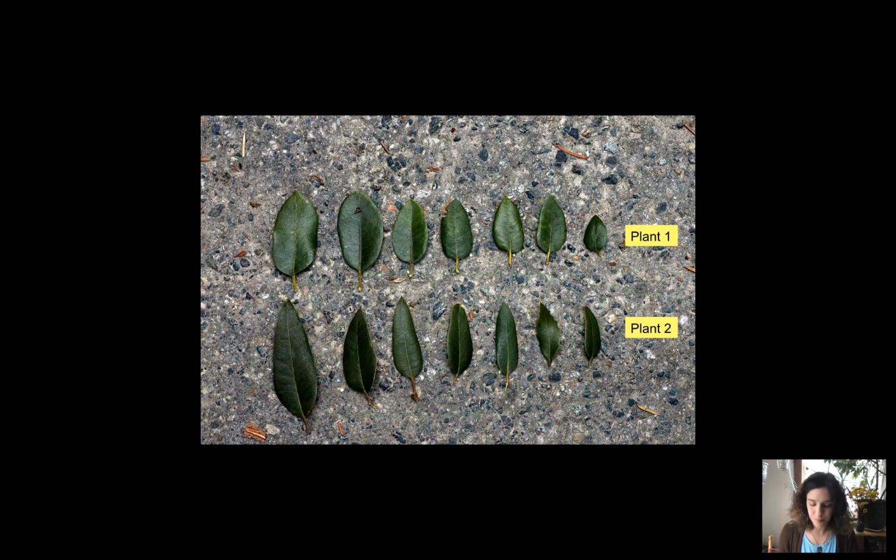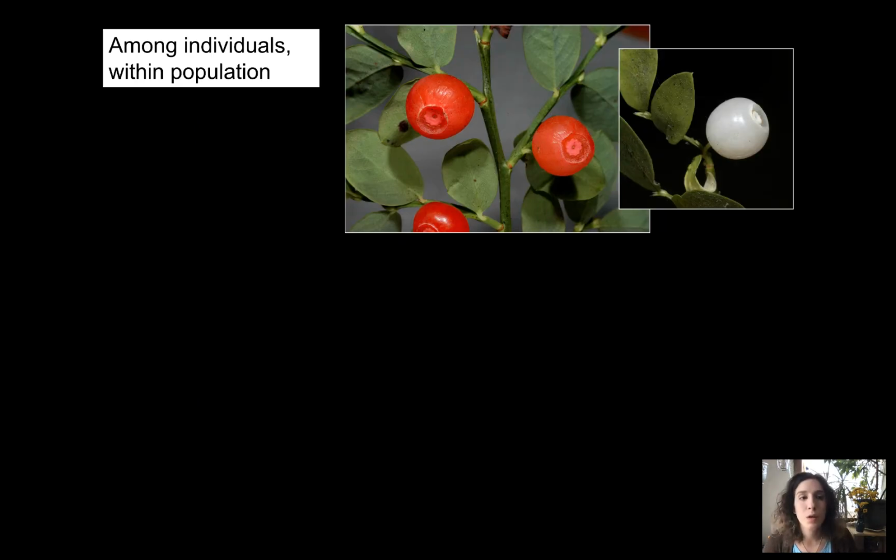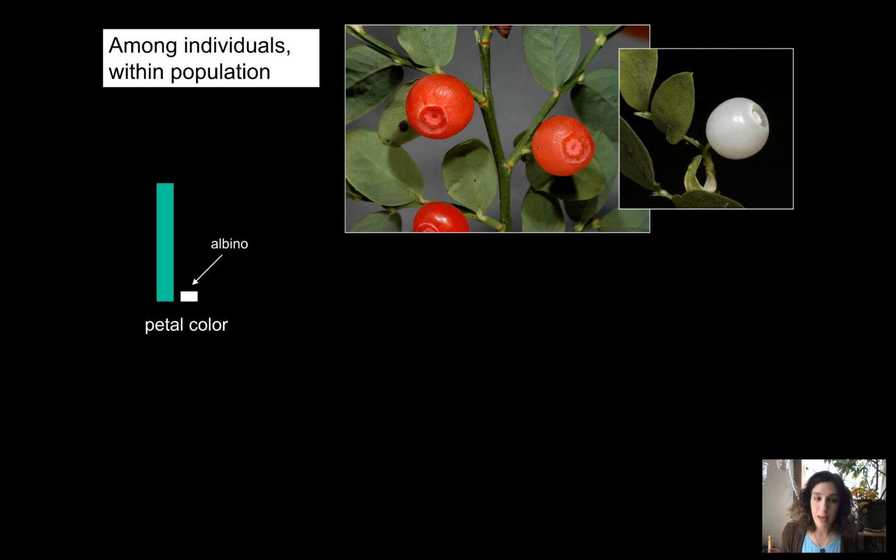Okay, cool. So variation within an individual and between individuals. We also see variation among individuals within a population on less of a gradient. Sometimes we see just a drastic individual difference and no intermediate. This is a picture of Vaccinium parvifolium, the huckleberry. And what we see here, instead of that gradient, that bell curve, is just 2 different variants, binary, red or white here. And this might be considered albino.